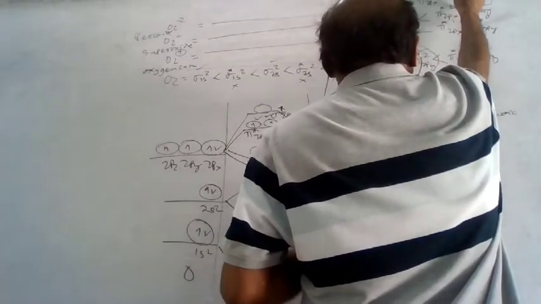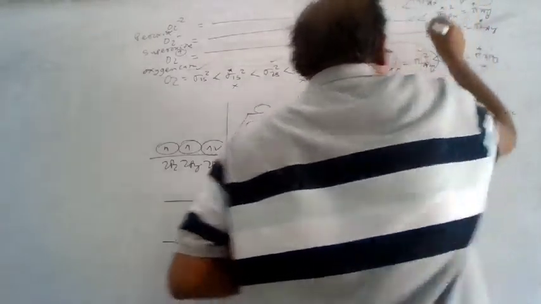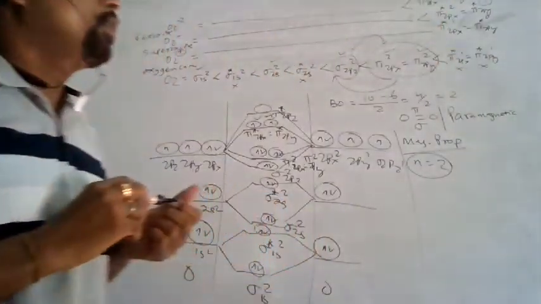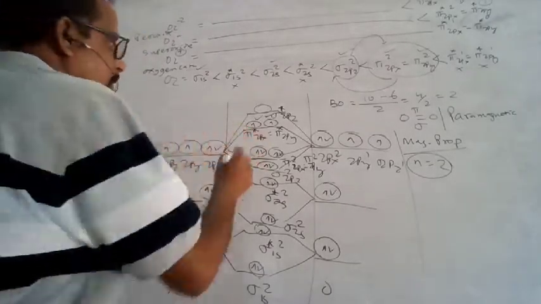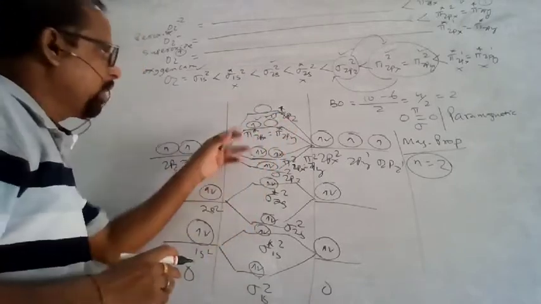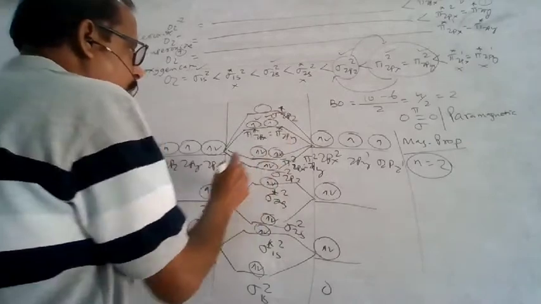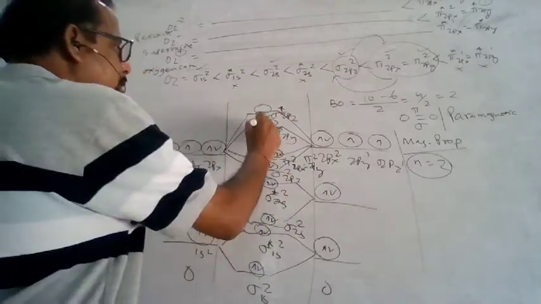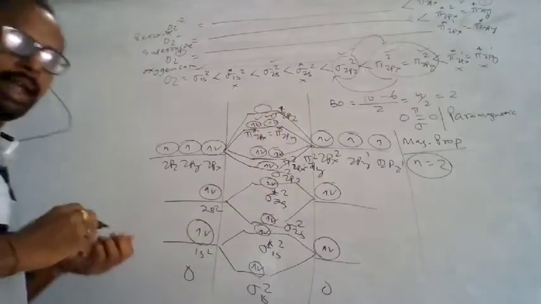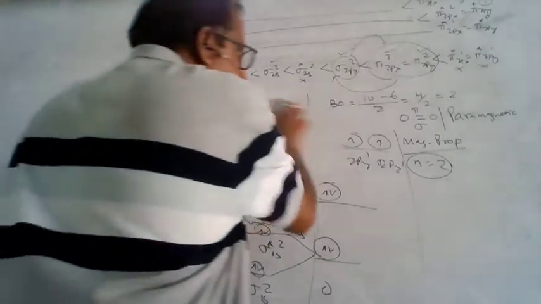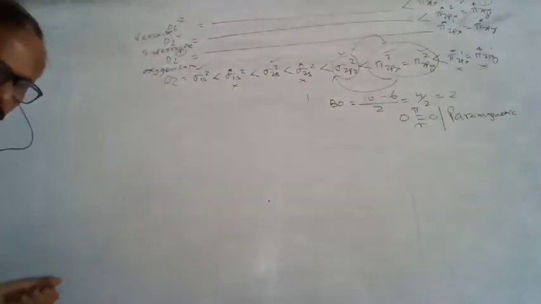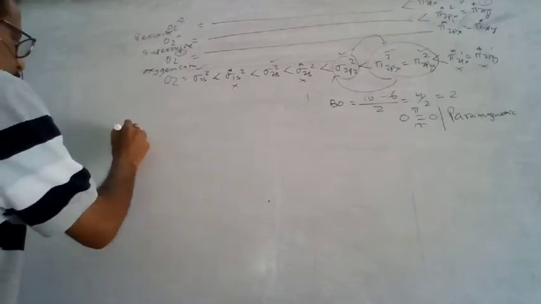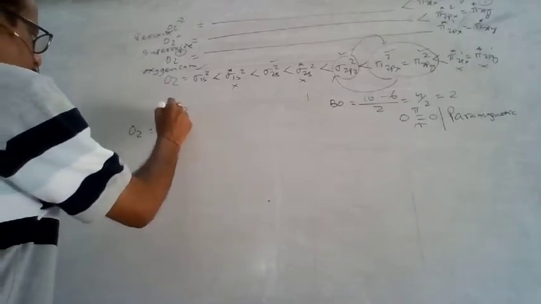And for the magnetic properties, the number of unpaired electrons is 2. There are 2 unpaired electrons. So the oxygen is paramagnetic. Because oxygen is paramagnetic, the gravitational attraction to the oxygen is more, so that the oxygen percentage on the earth's crust is more.